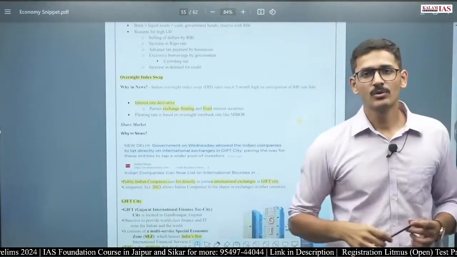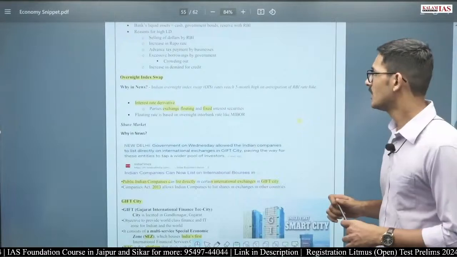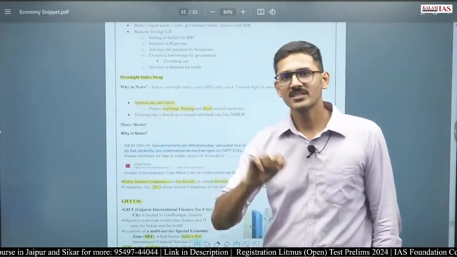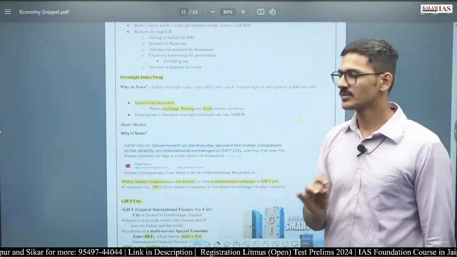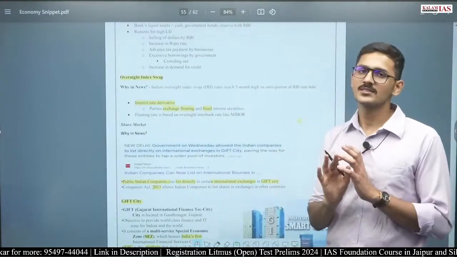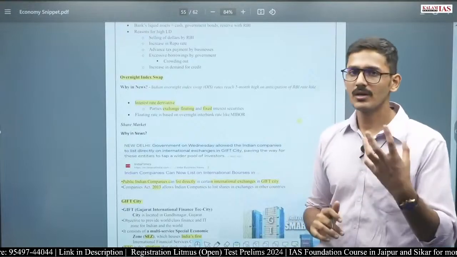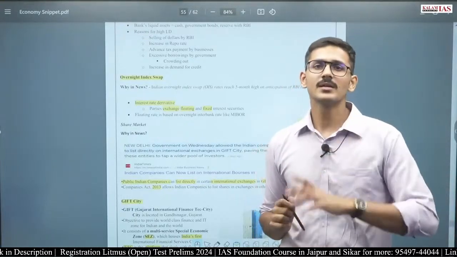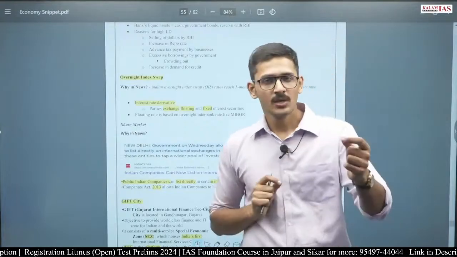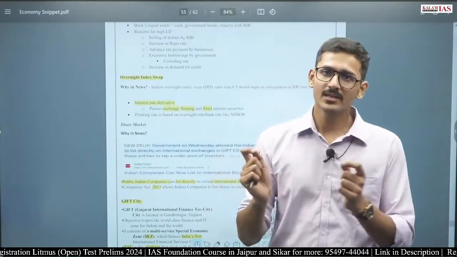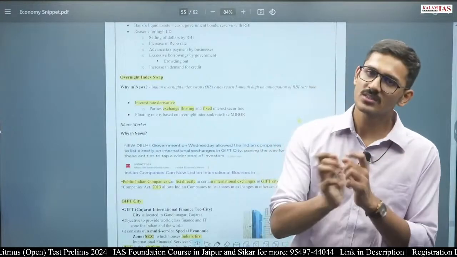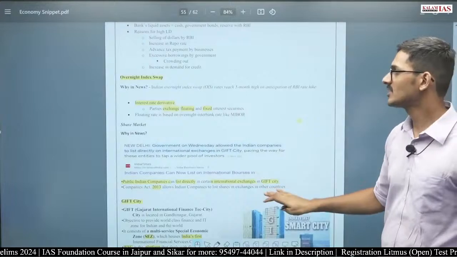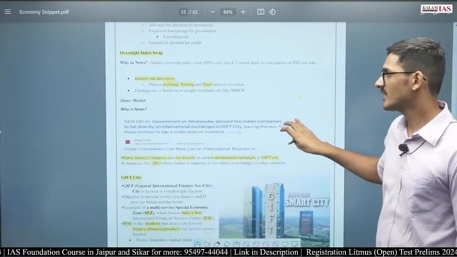Overnight index swap was also in the news. It is basically an interest rate derivative where parties exchange fixed and floating interest rates. कि मैंने कोई लोन ले रखा है fixed interest rate पे and you have taken a loan on flexible interest rate, and मुझे ऐसा लग रहा है कि you have better terms and you think that I have better terms, तो हम उस लोन के इंटरेस्ट को एक्सचेंज कर लेंगे. हम उस लोन के सिर्फ इंटरेस्ट को एक्सचेंज कर लेंगे. So parties exchange floating and fixed interest rate securities, that is overnight index swap.